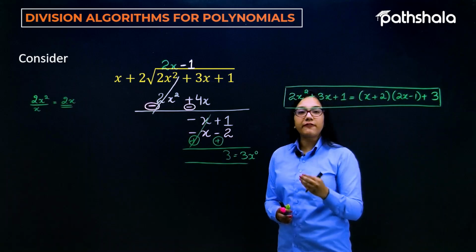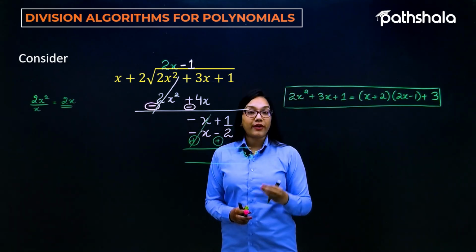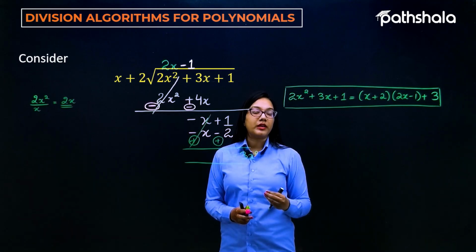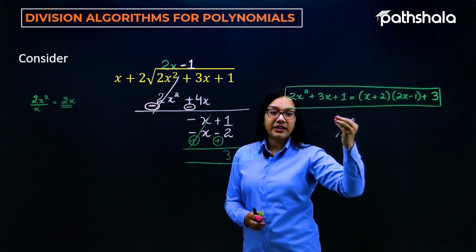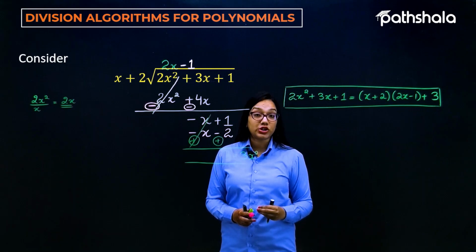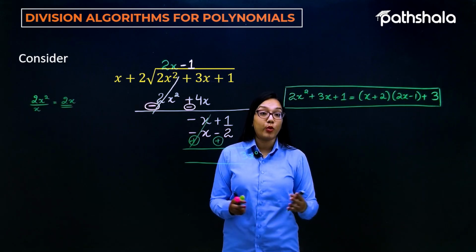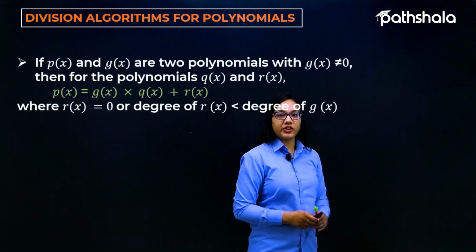So using this division process, we can find out the factors of any particular polynomial, and moreover we can represent any polynomial in such a formation, which is dividend is equal to divisor into quotient plus remainder. So let's just talk about the division algorithm more in brief.